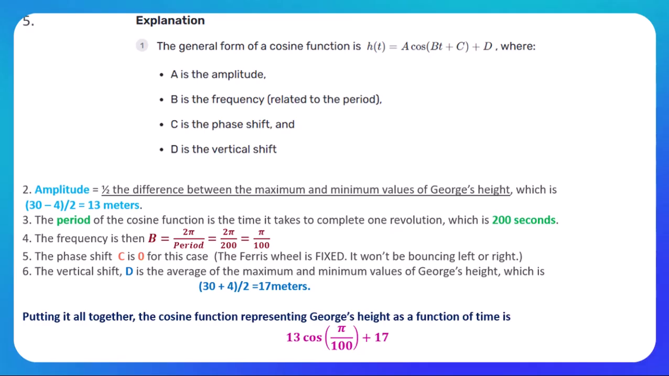Okay, going on to question number 5. All right, I don't have the question here. I'm going to read it for you. It says that George's height above the ground as he rides a Ferris wheel ranges from 4 meters to 30 meters. So let me draw a picture of that Ferris wheel.